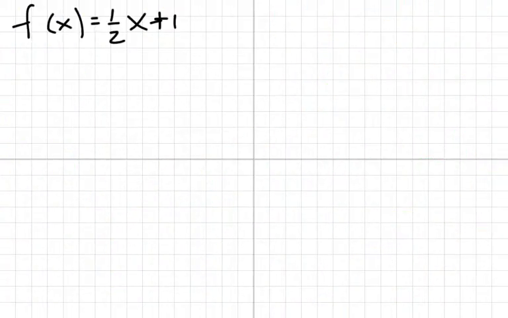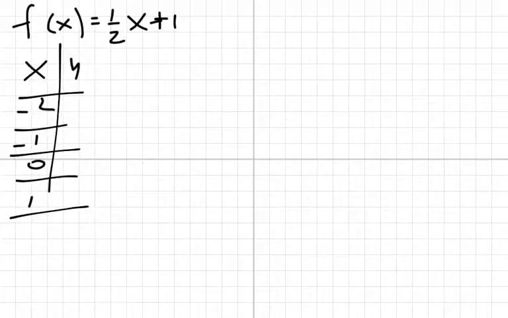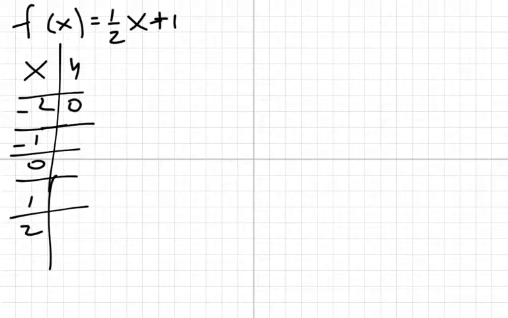Okay, let's do this one. Half of x plus 1. If you remember, first thing I need to do is a table of values. Negative 2, negative 1, 0, 1, and 2. Okay, plug it in. Negative 2, that's negative 1, that's 0. Negative 1, that is negative 1/2, so that's going to give you a half. 0 is going to give you 1, 1 is going to give you 1 and 1/2, 2 is going to give you 2. Okay, so let me plot those values.